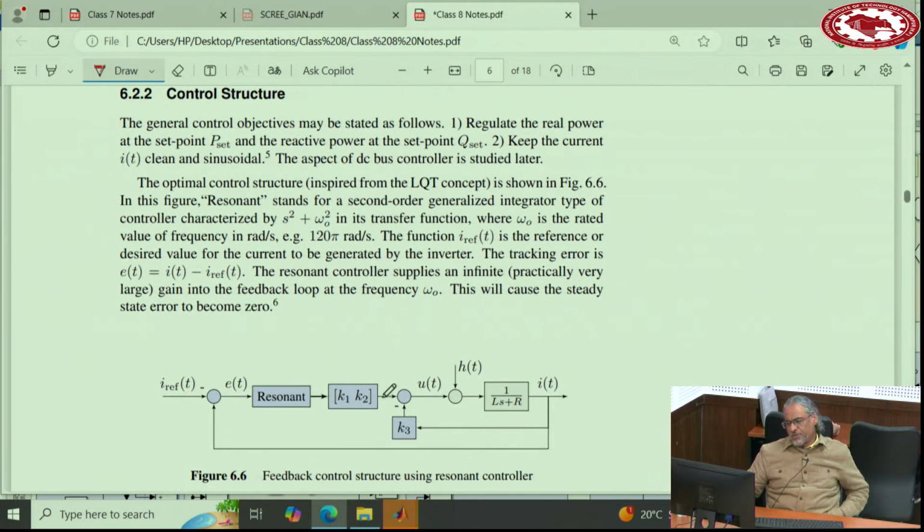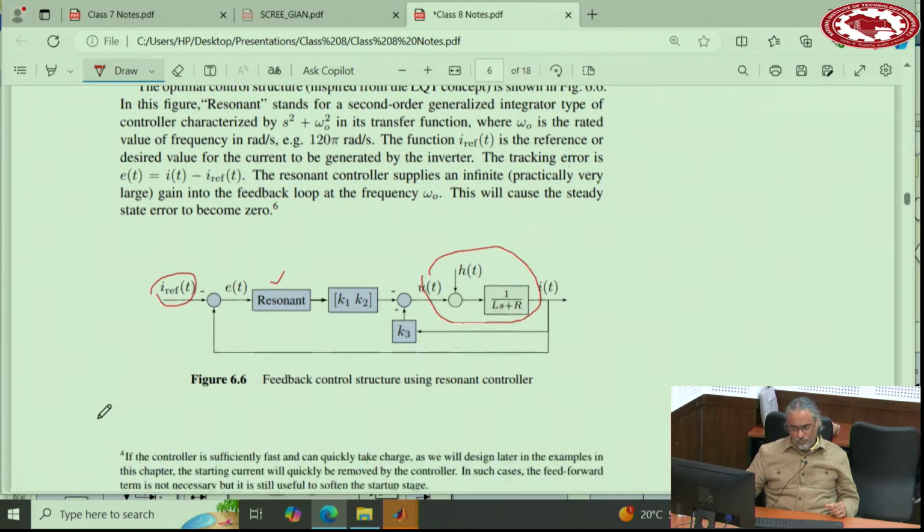Okay, control structure. Now this is your control system. It has one state variable, right? Our command or reference is sinusoidal, remember. It's not DC anymore. So the reference current is sinusoidal. If it's sinusoidal, I need to use a resonant controller, a second order generalized integrator, which has two state variables. So I need two gains, K1, K2, and then another K3 here. So this system is of order 3, and I can find K1, K2, K3 using the LQR approach or LQT approach.